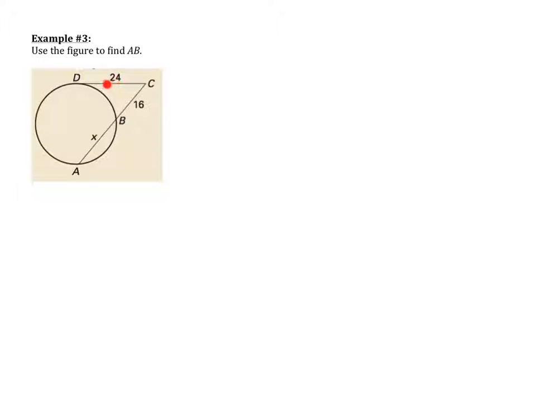So notice we have a tangent segment and a secant segment intersecting on the outside of the circle and sharing point C. So according to theorem 10.16, the square of the tangent segment is equal to the external segment of the secant segment times the entire length of the secant segment. So our equation would look like this. 24 squared, because remember you're supposed to square the length of the tangent segment, is equal to 16, which is the length of the external part, times the entire length of the secant segment, which would be x plus 16.